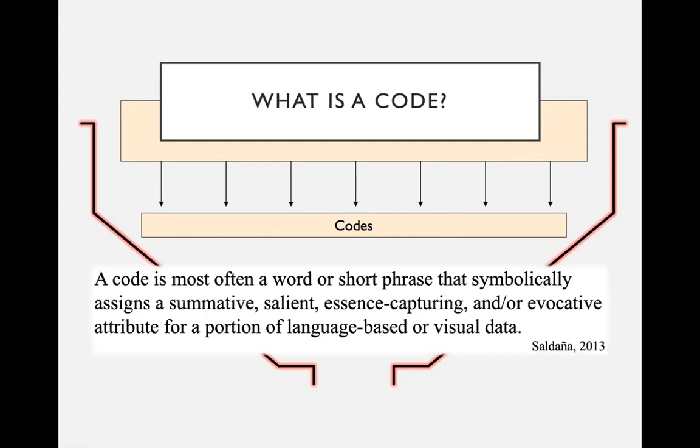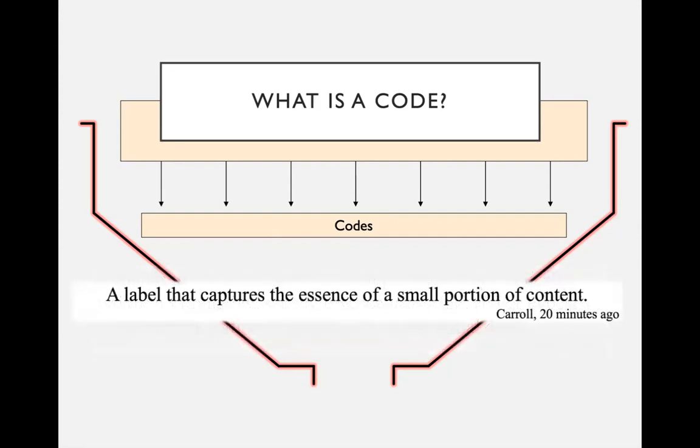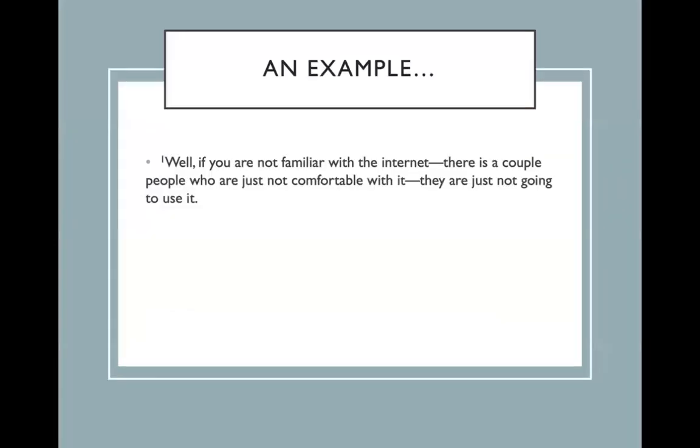So again, a code is most often a word or short phrase that symbolically assigns a summative, salient, essence-capturing, and/or evocative attribute for a portion of language-based or visual data. So that will include a label that captures the essence of a small portion of content.